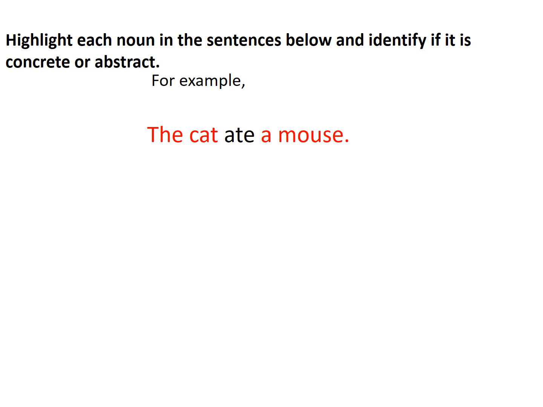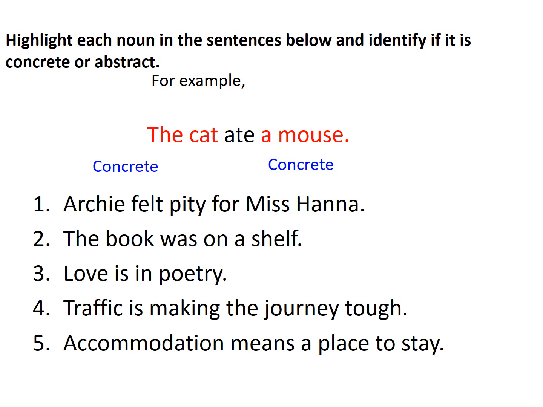Your turn. Highlight each noun in the sentences below and identify if the noun is concrete or abstract. So here we go with my first example. The cat ate a mouse. In this sentence, I'm labelling both nouns as concrete because they can be experienced by the senses. Over to you with these 5 sentences. Hit pause if you need more thinking time.